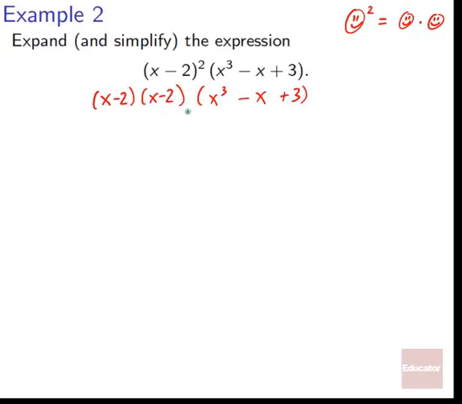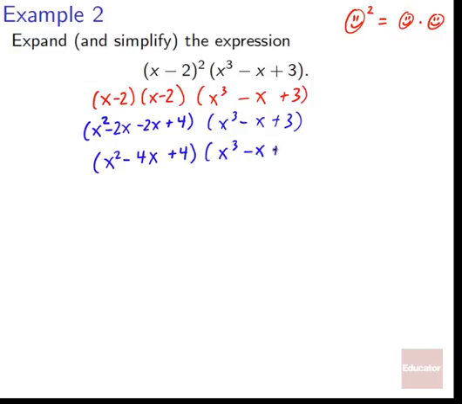X minus 2 times x minus 2, well, that'll get us x squared, x times x, minus 2 times x, minus 2 times x, minus 2 times negative 2 becomes plus 4. And then x cubed minus x plus 3. Haven't really worked with that yet. Let's simplify the left side first. Not x times x. X times x becomes x squared. Sorry about that. So we've got x squared minus 2x minus 2x plus 4. That becomes x squared minus 4x as we combine like terms, plus 4. Then times quantity x cubed minus x plus 3.